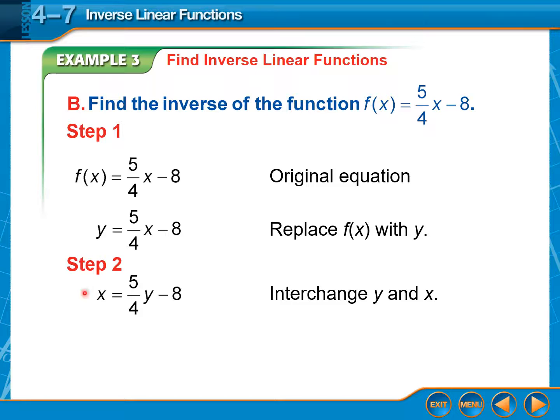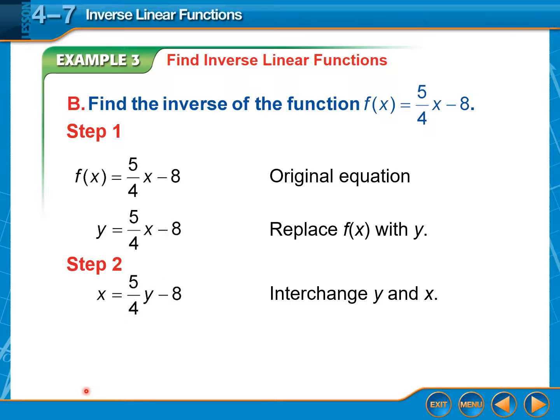Step 2, switch x and y in the equations. So y equals 5 over 4x minus 8 becomes x equals 5 over 4 times y minus 8. And now we need to take this equation and solve it again for y. So move everything over here with y so it's all by itself.